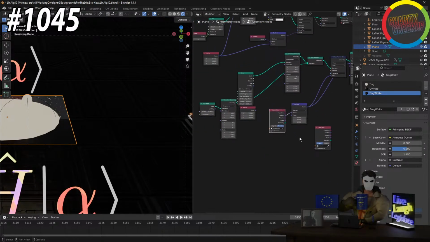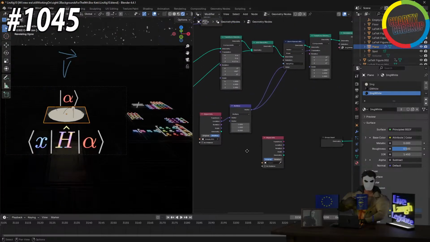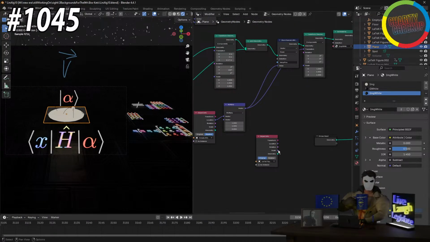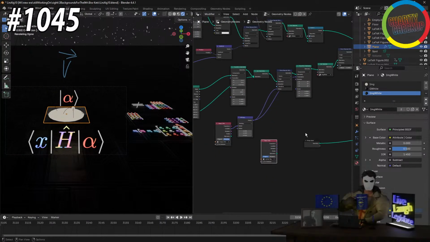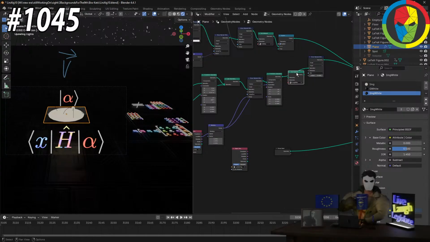Why did I take two of them? I wanted the second one for something. Oh yeah, right. I wanted this object to just be plugged into the geometry, but then we want to swap it around like so.